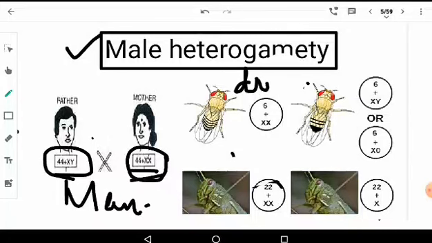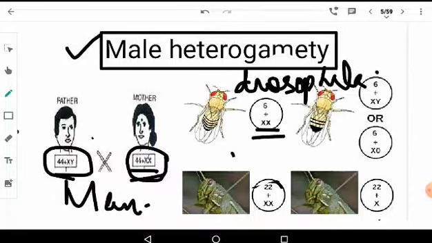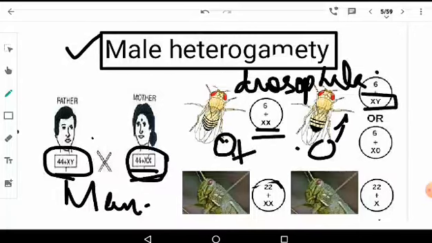The example that you're seeing over here is that of Drosophila. Now Drosophila here can show XX condition in the case of females. This is female and this is male, and males can either show XY condition or it can show XO condition, and this is determined by a theory which is known as genic balance theory, which is beyond our syllabus. So we are not going to the details of genic balance theory. Let's come to the topic.